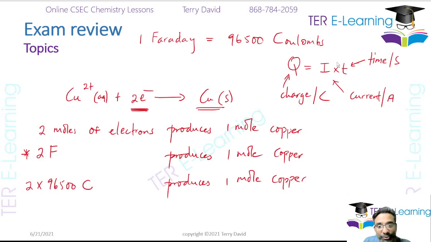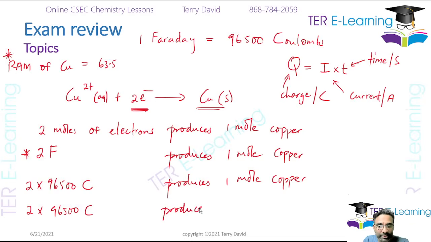Another thing you can write from this equation, let's say you know the relative atomic mass, or the mass number, of copper, which is 63.5. I can use this to write another statement. I can say 2 by 96,500 coulombs produces, and instead of using moles on the right hand side, I can change this 1 mole and put it as grams, so 63.5 grams of copper. All of that information I can tell from this equation. And that is how we analyze half equations in order to work out whatever CXC wants us to work out. So I have 2 examples for you to look at here.